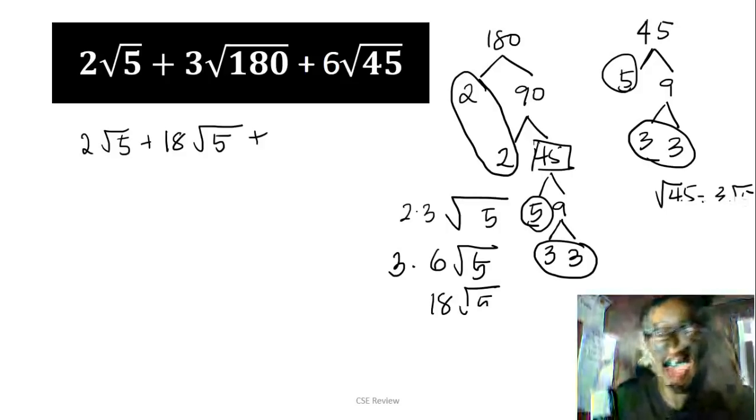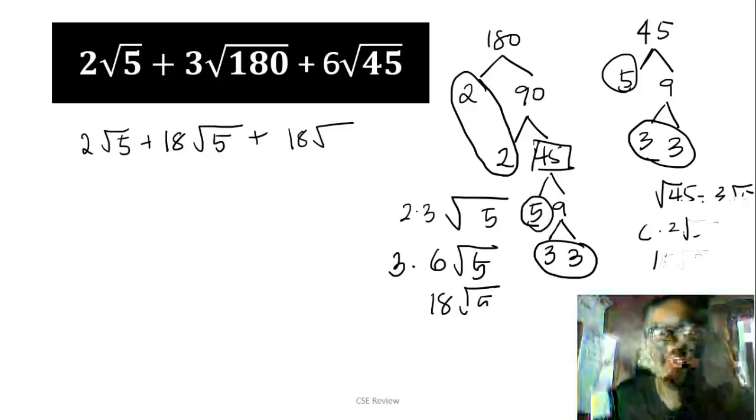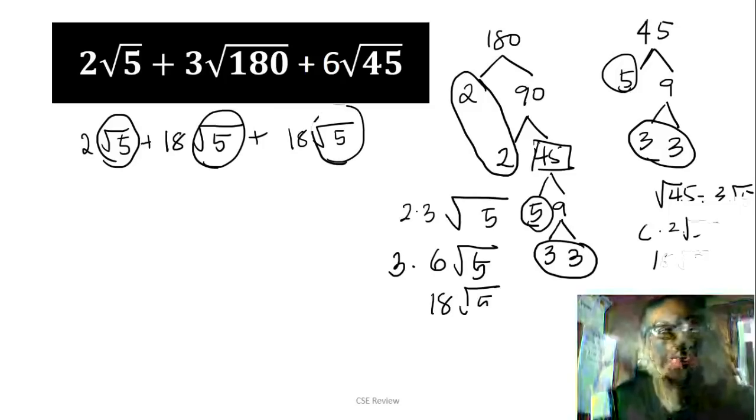At dahil meron kang 6 doon sa original na number, this becomes 6 times 3 square root of 5 or 18 square root of 5. So, this becomes 2 square root of 5 plus 18 square root of 5 plus another 18 square root of 5. At ngayon na pare-pareho na sila ng apelido, dahil square root of 5 sila lahat, ang pwede mo lang gawin ay i-add yung mga numbers na buo dun sa labas.